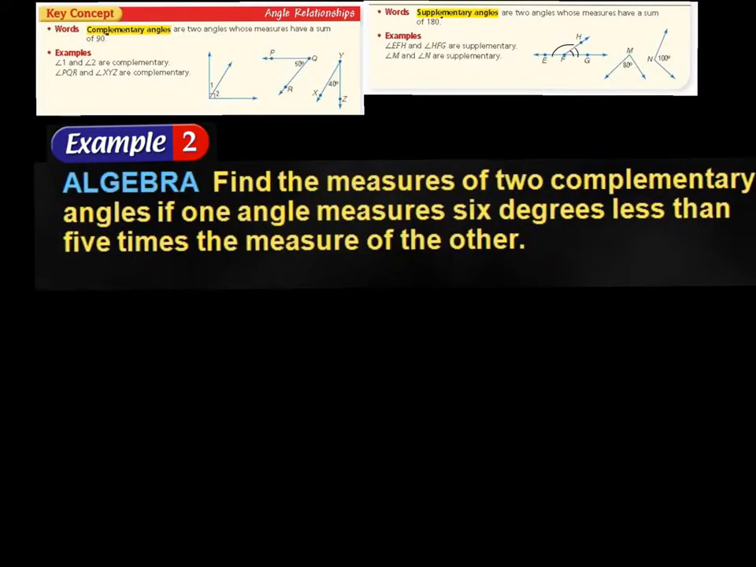Find the measures of two complementary angles if one angle measures 6 degrees less than 5 times the measure of the other. We know complementary adds up to 90, so I'm just going to sketch. There's two complementary angles. One measures 6 degrees less than 5 times the other. So I'm going to let the other be x. So then this is going to be 6 degrees less than 5 times the other.